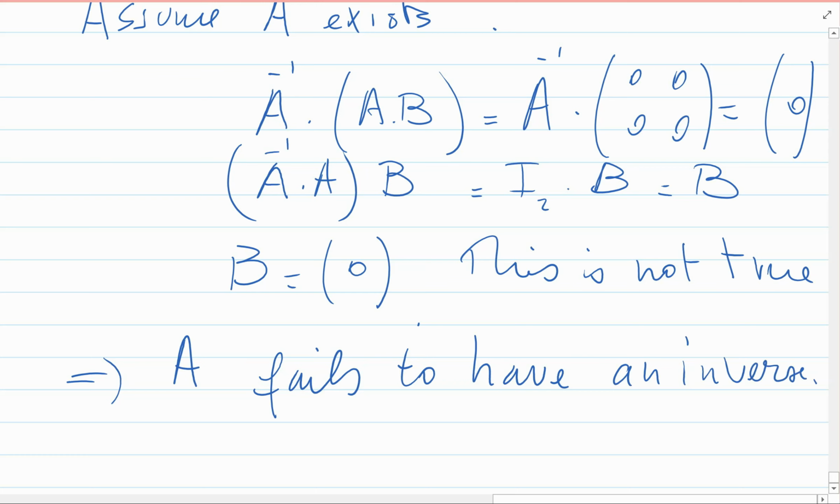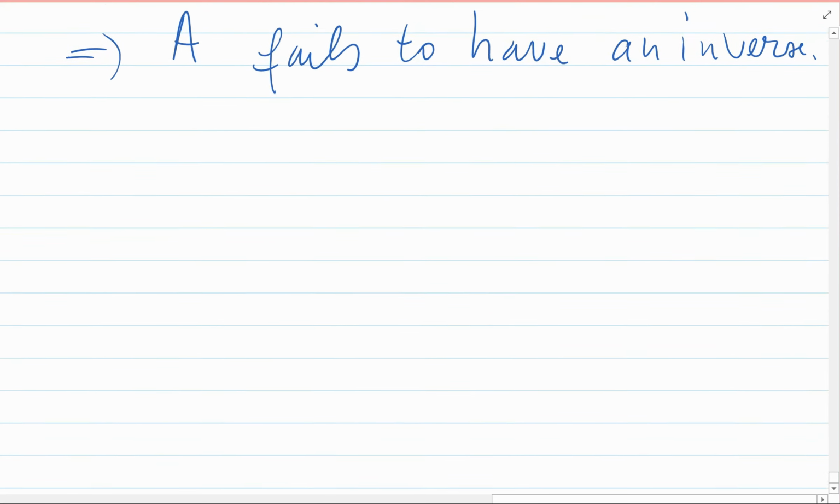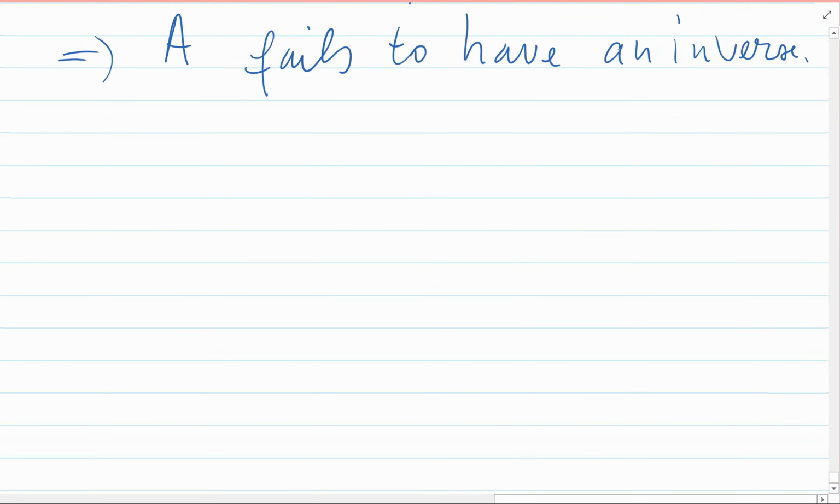So the rule that non-zero matrices have an inverse is not valid anymore. Okay, so it's a little bit more complicated. It gets more complicated than the real numbers. Okay? So now we have an interesting result.